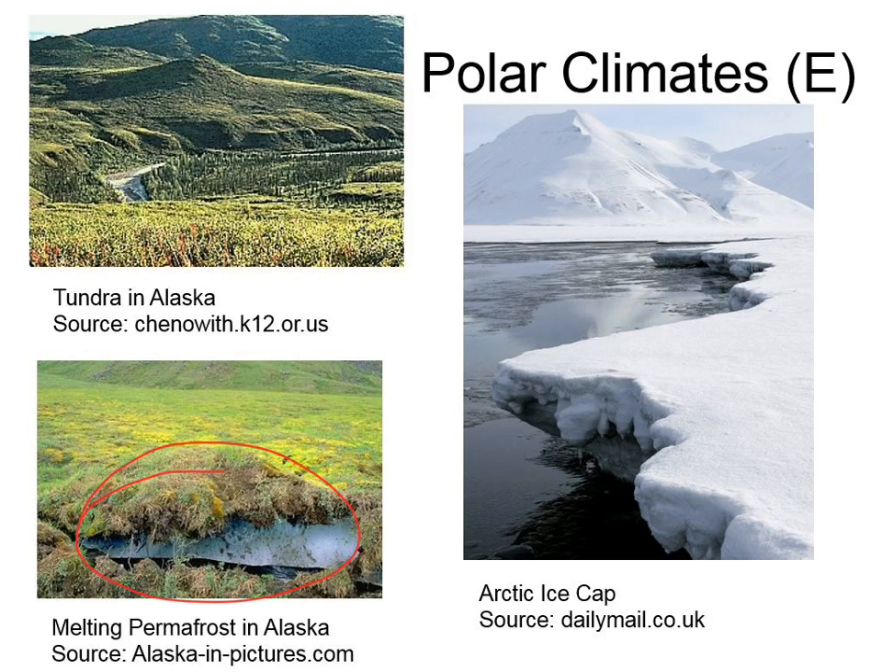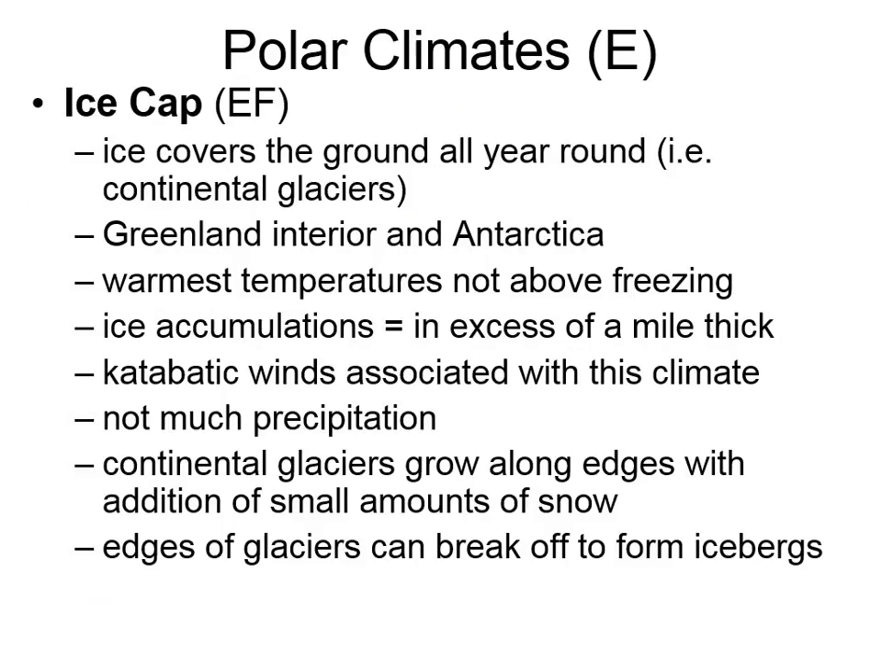All right. So the other type of polar climate is ice cap. And instead of ET, it's EF. I'm not sure why. Locations for this type would be Greenland and Antarctica.